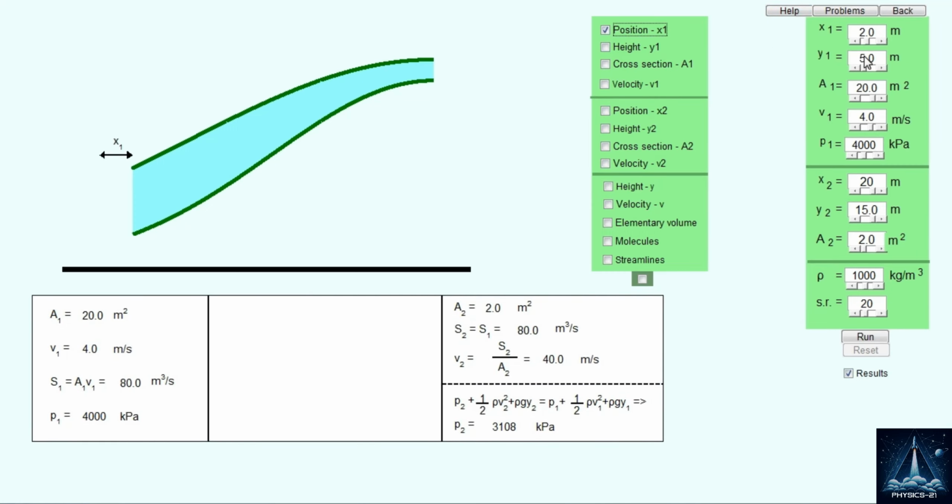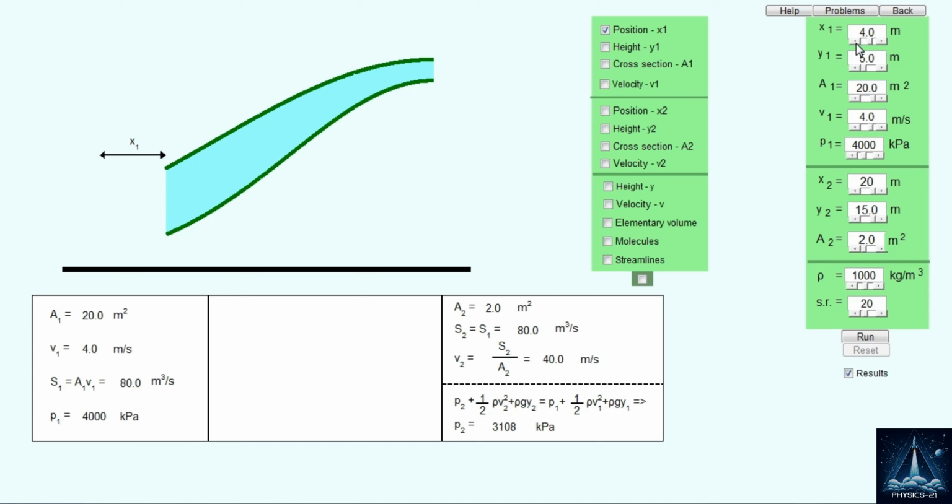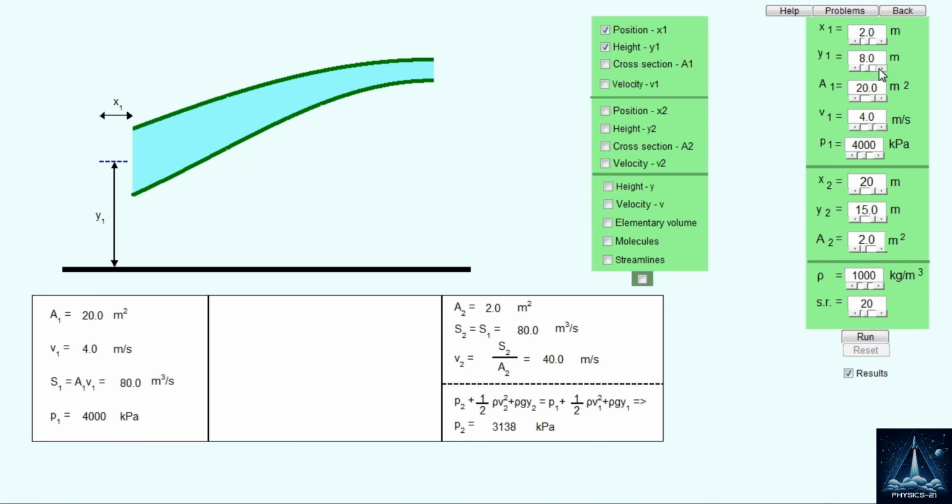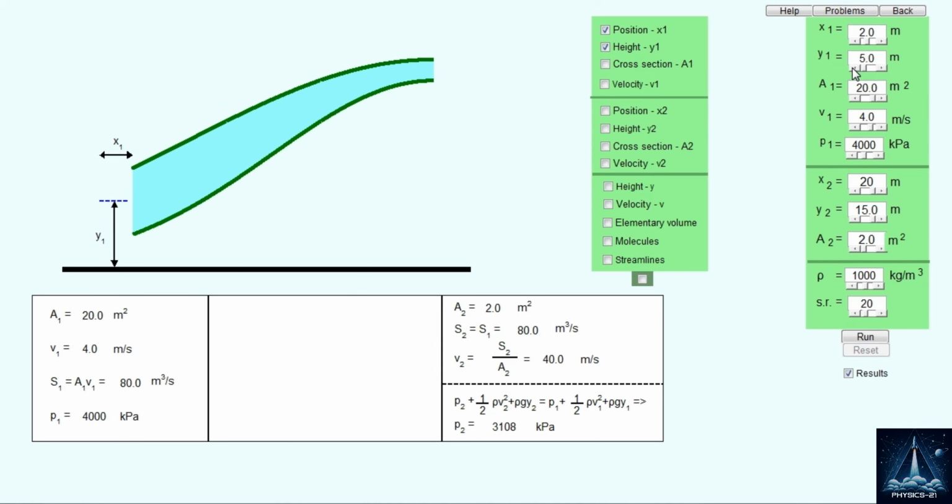The parameter x1 indicates the horizontal position of the initial cross-section A1. The parameter y1 denotes the vertical position of the cross-section A1. The parameter A1 represents the area of cross-section A1.